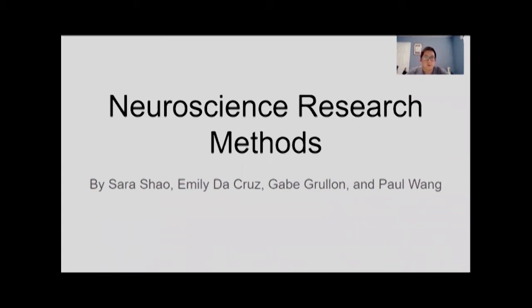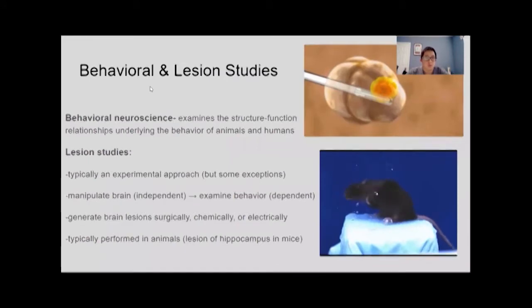Hey everyone, so today our group is going to give an overview of the neuroscience research methods. And we'll start off by talking about behavioral and lesion studies, which are two ways of studying the brain that fall under the branch of behavioral neuroscience. Behavioral neuroscience examines the structure-function relationships underlying the behavior of animals and humans.